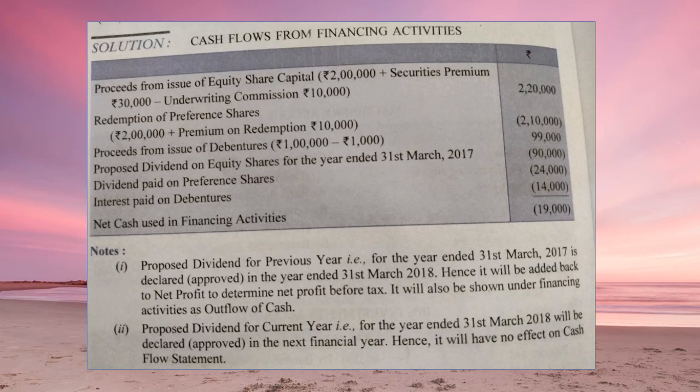And listen, see, net cash used in financing activities, the addition subtraction, that is rupees 19,000. Once more listen, once more try to understand.